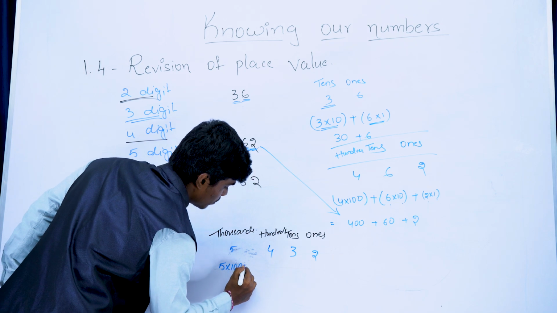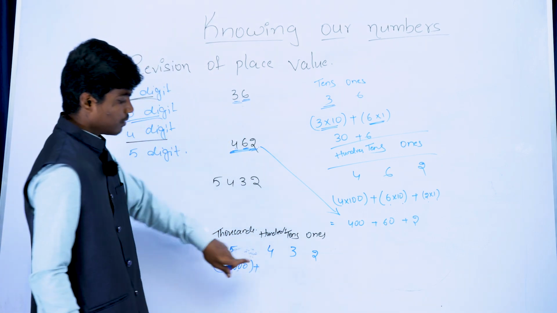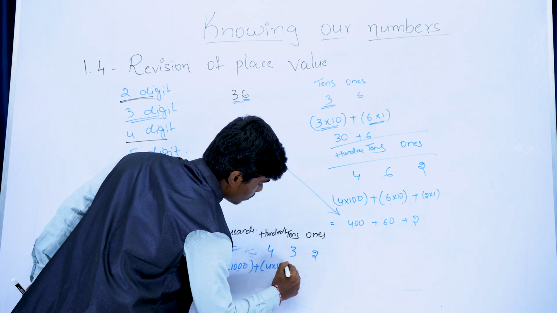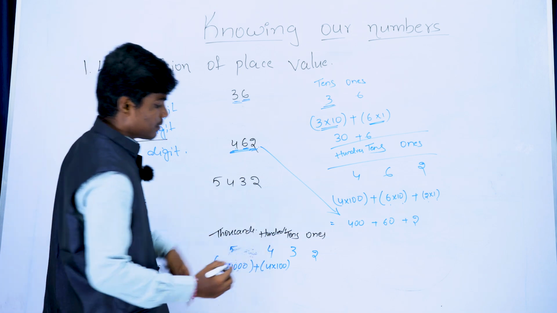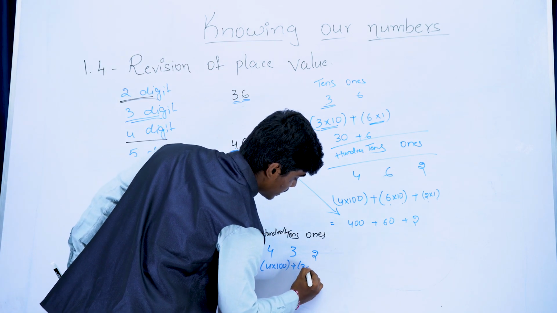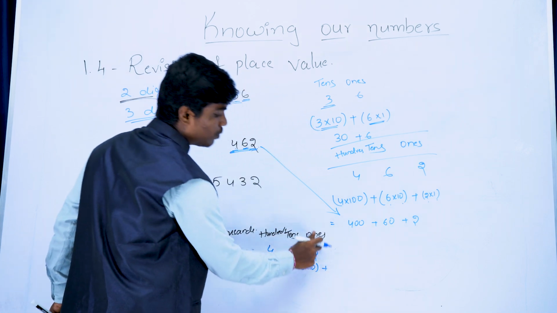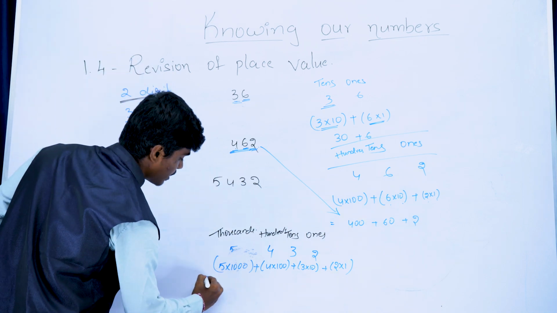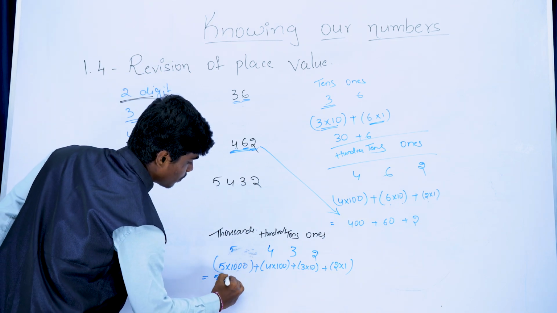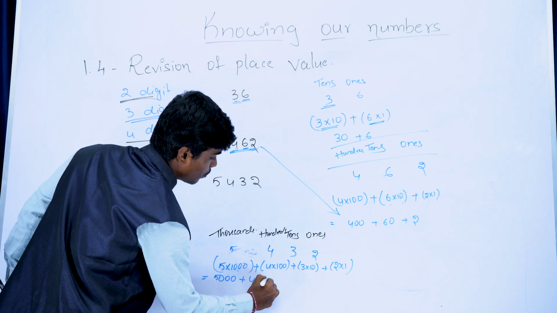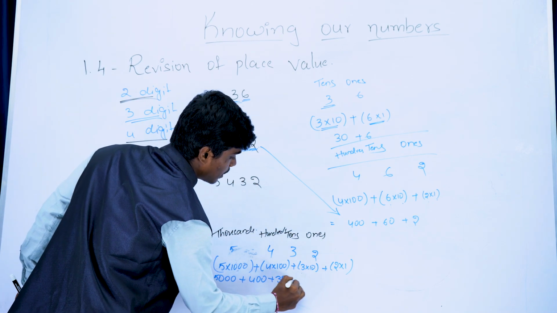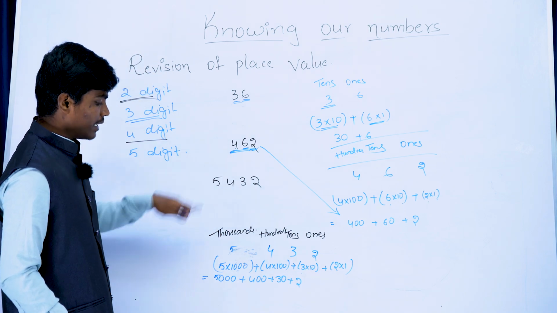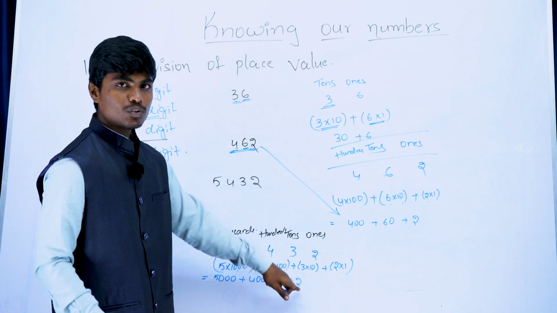See, 5 thousands is written as 5 into 1000 plus 4 hundreds, written as 4 into 100, 3 tens, written as 3 into 10, and 2 ones, written as 2 into 1. On simplification we get 5000 plus 400 plus 30 plus 2. The expanded form of 5432 is 5000 plus 400 plus 30 plus 2.